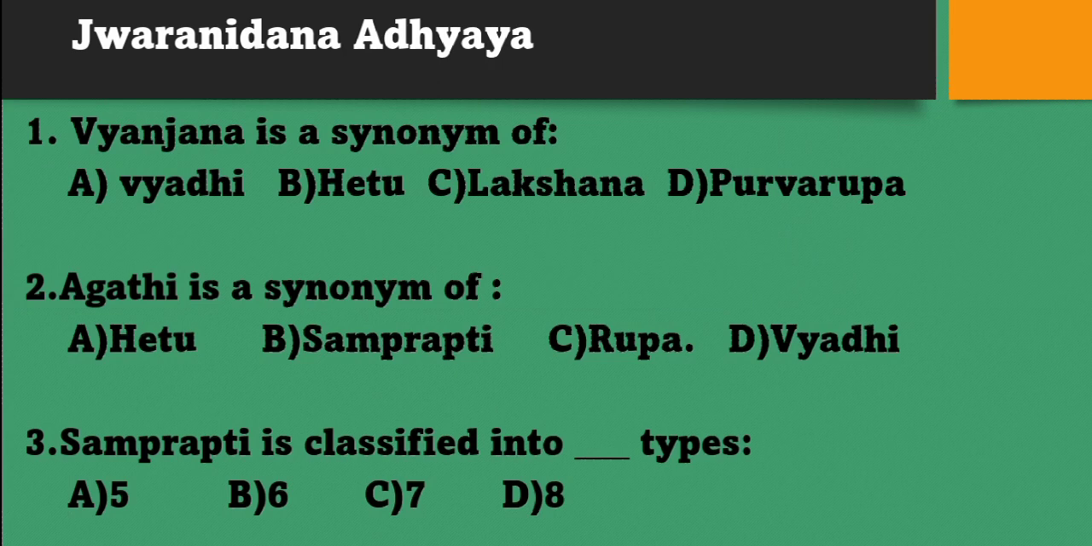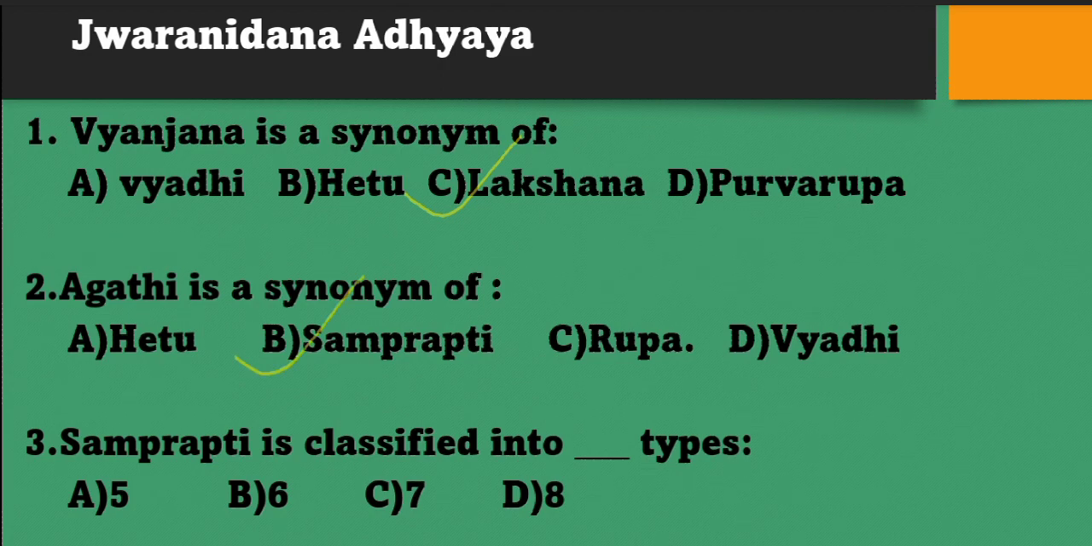First question, Vyanjana is a synonym of Vyadi, Hetu, Lakshana, Purvarupa. Vyanjana is a synonym of Lakshana, option C. Agadi is a synonym of Hetu, Samprapti, Rupa, Vyadi. Agadi is a synonym of Samprapti, option B.